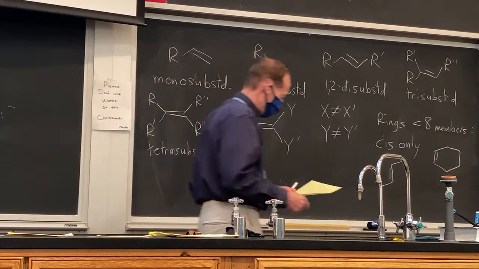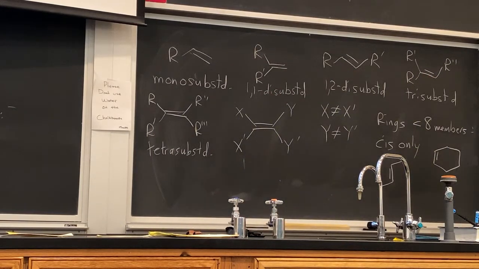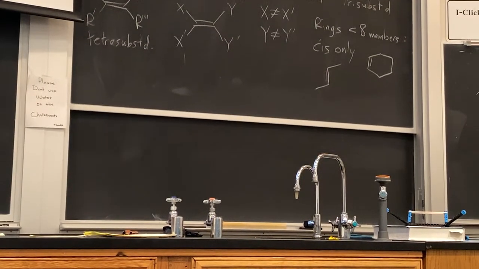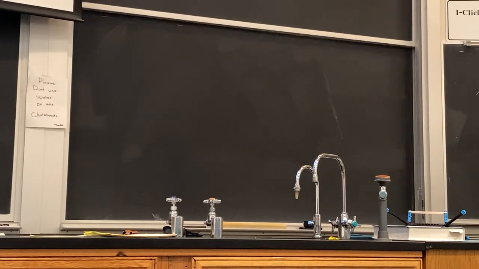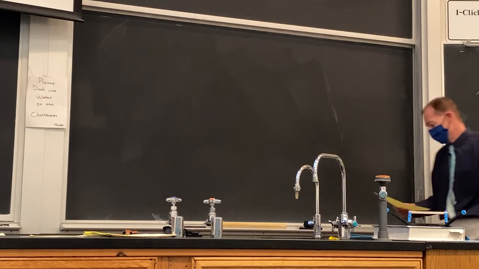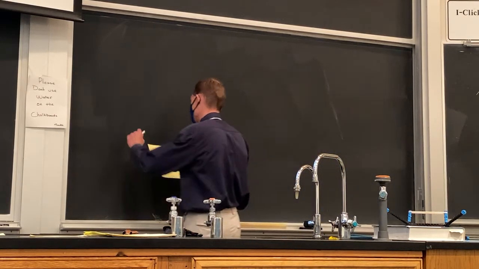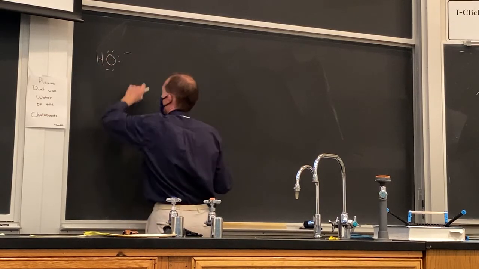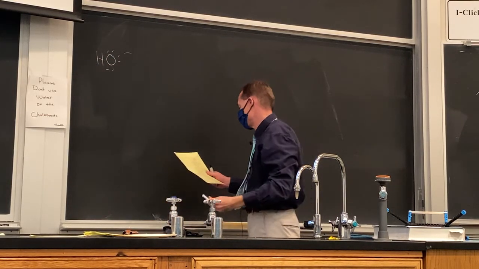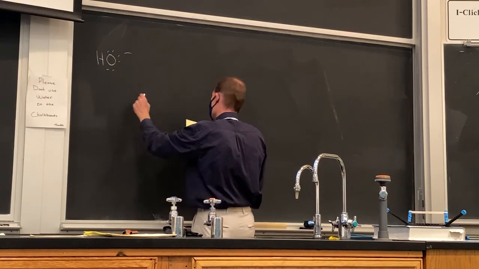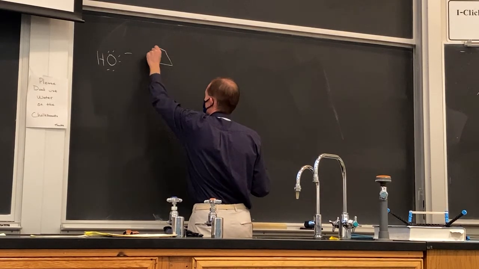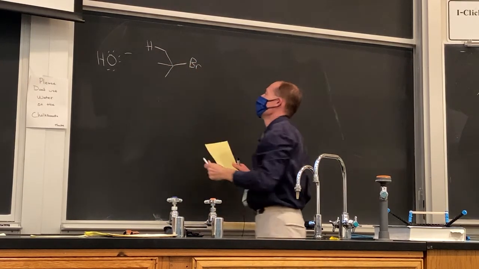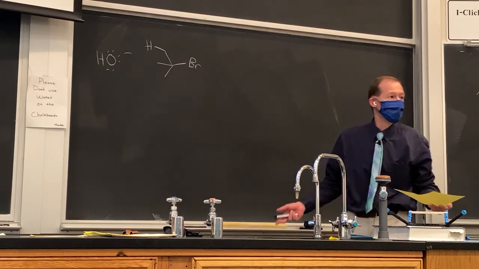Okay, so let's talk about one of our mechanisms of elimination. As I mentioned, there are two. And the first one we'll talk about is called the E2 mechanism. So we're going to take a strong base like hydroxide. We're going to react it with an alkyl halide. Here I've drawn for you a tertiary alkyl halide.